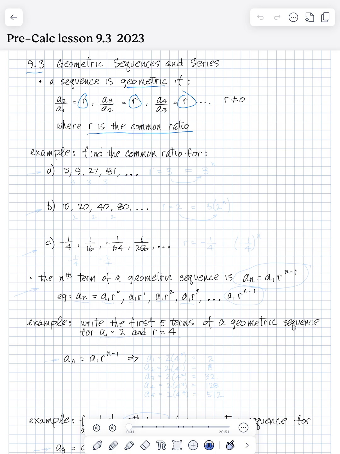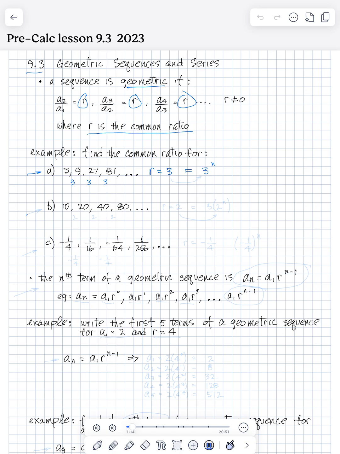So here are some examples. Let's find the common ratio for 3, 9, 27, 81. Well, 9 divided by 3 is 3. 27 divided by 9 is 3. 81 divided by 27 is 3. So this is a geometric sequence, and r is equal to 3. So this would be set up as 3 to the n.